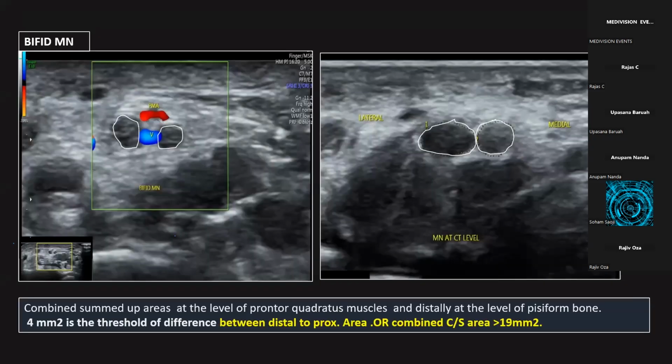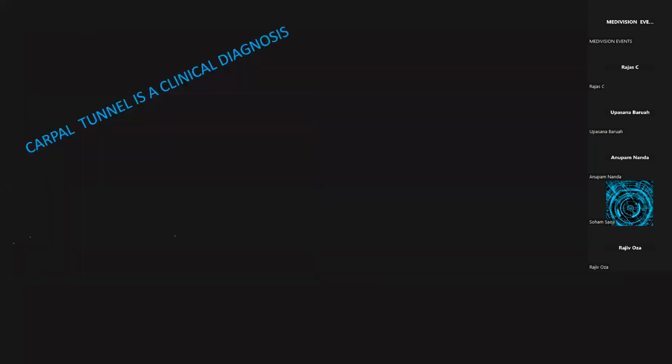We know the most sensitive parameter in a bifid median nerve is the distance from the pronator quadratus level to the carpal tunnel level, and if it is more than 4, then we consider it as carpal tunnel syndrome. But still, we feel a little uncomfortable when the clinician says that we don't need radiologists to diagnose carpal tunnel. It's a clinical diagnosis.